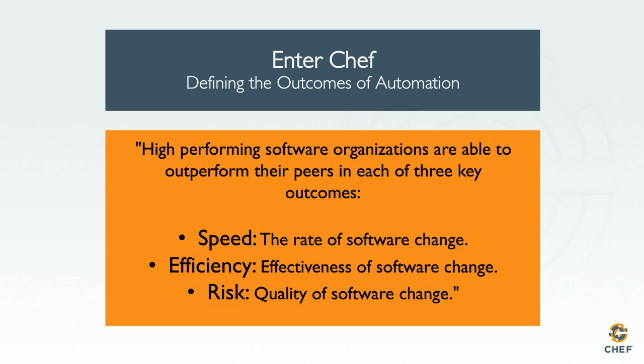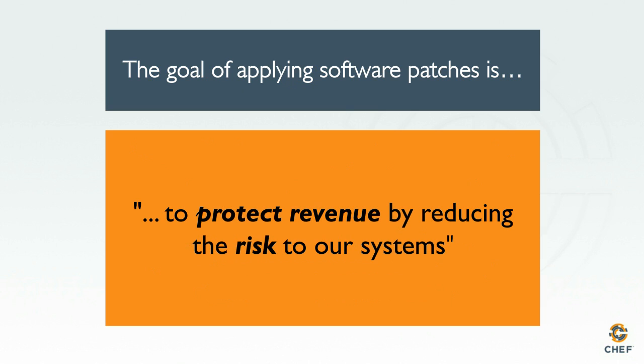But as we'll see here, it's going to be important to be able to evaluate and mitigate those risks quickly and efficiently. None of these outcomes exist in a vacuum, and they will continue to be how we frame the changes that we make. But at the very least, this gives us a better working definition of our goal. The goal of applying software patches is to protect revenue by reducing the risk to our systems.